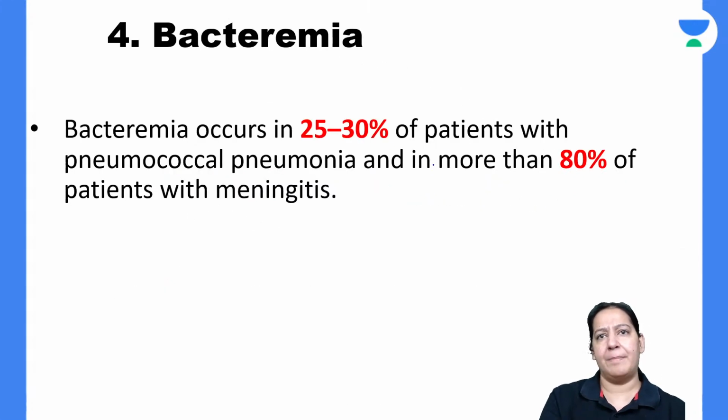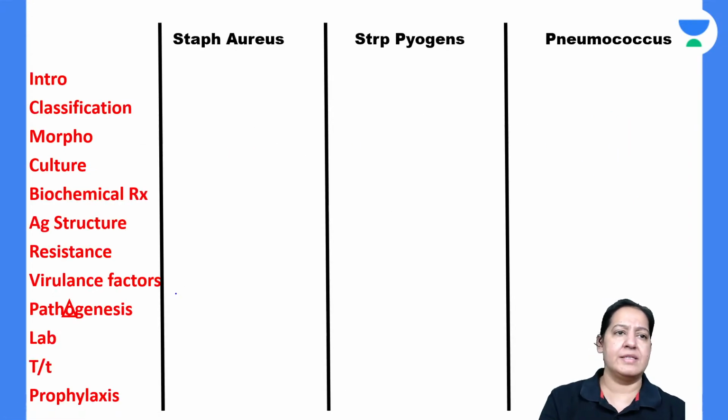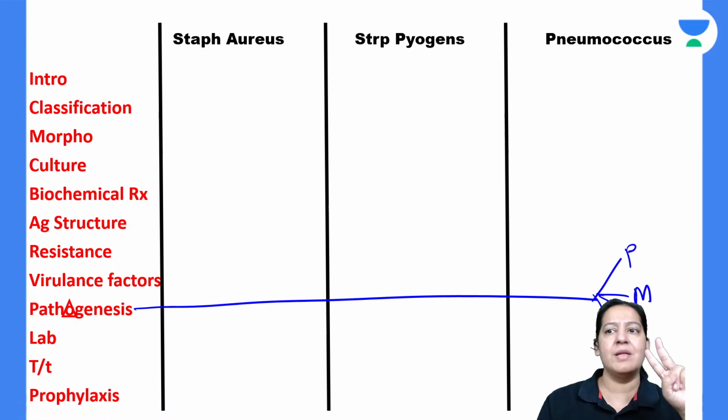Septicemia can occur. And among others, there is sinusitis and otitis media. So these are the diseases. So 4 diseases occur by pneumococcus. You should know the names. Number 1, pneumonia. Number 2, meningitis. Number 3, septicemia and others. Others include otitis media and sinusitis. That's it. Both types of pneumonia can occur, lobar and lobular.